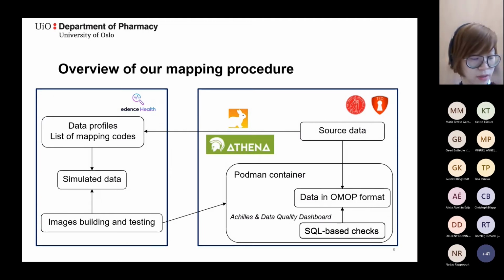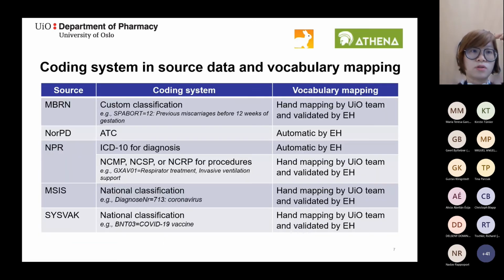I think this information is quite important for some of the data partners who have similar data regulations as us, as I discussed with some data partners from Denmark who are also interested in mapping their data into the OMOP Common Data Model. Here I will talk about the coding systems in the source data and how our vocabulary mapping was done. As I said before, we sent the data profile using White Rabbit to EHDEN, and they created a list of 218 non-standard codes for us to transform into standard ones.